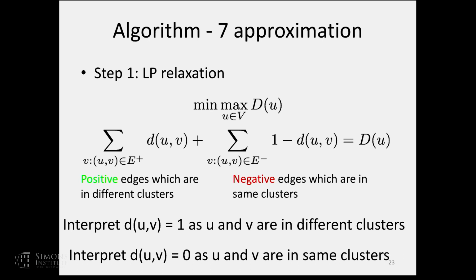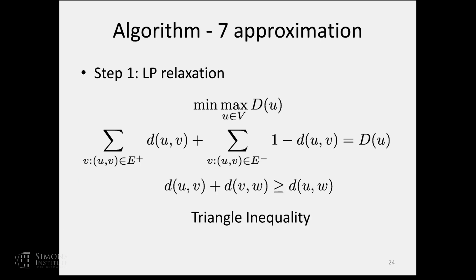Of course, these distances d_uv have to be a relaxation of a clustering. The standard way in which we do that is we say that this is a metric. It satisfies the triangle inequality. So that's a relaxation.